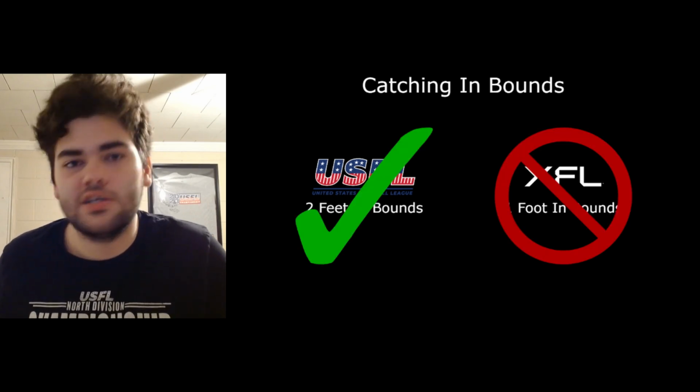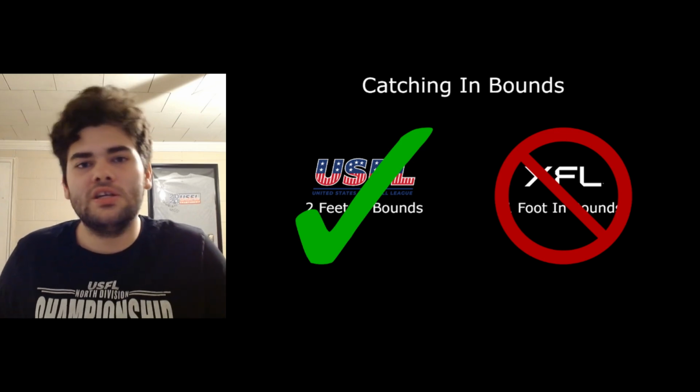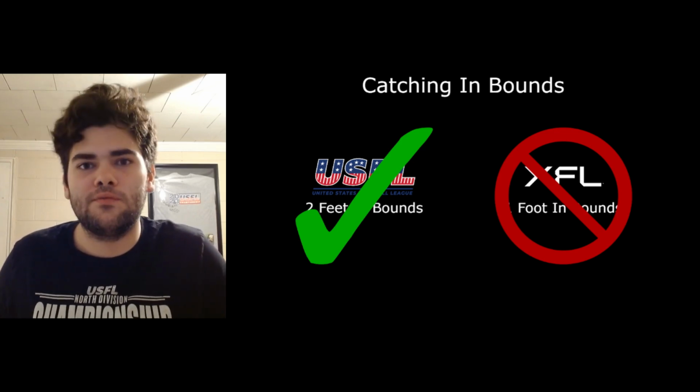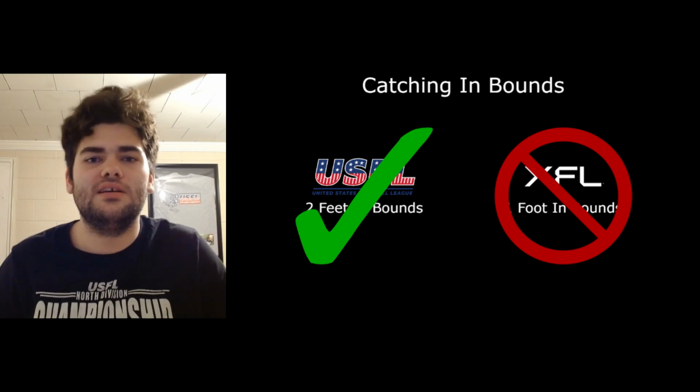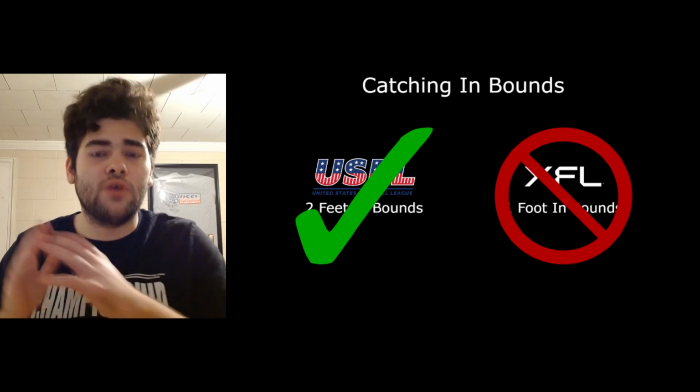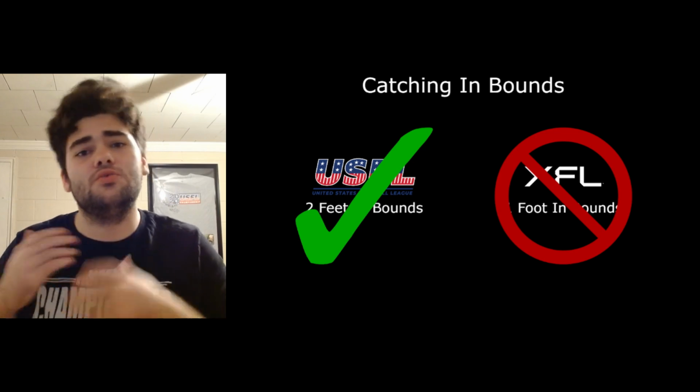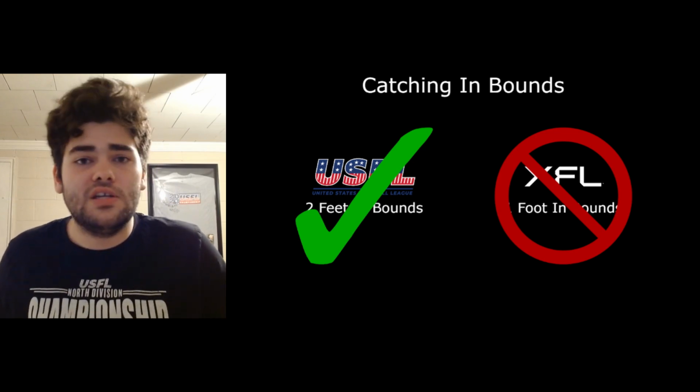You've got to do the USFL rule. It's not even really a debate. I think this is the most obvious of all of them for that reason. Because what separates a great receiver from a good receiver, and a good one from a great one, is getting 2 feet in bounds.